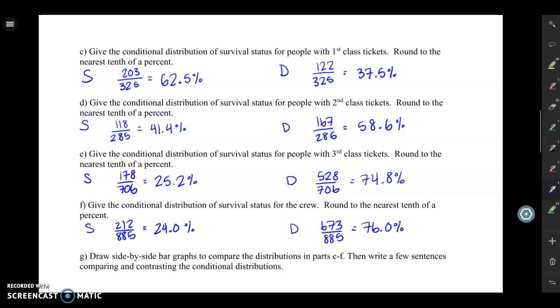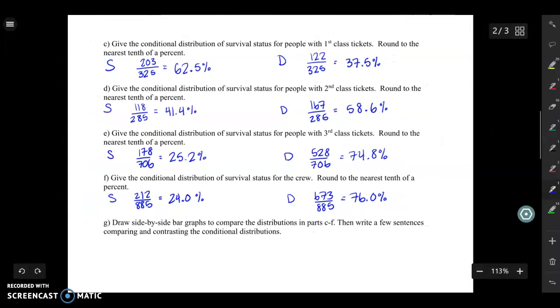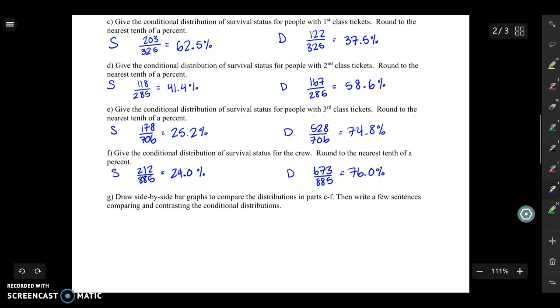But what we're going to focus on right now, instead of looking at the factors of why these percents are the way they are, is we are going to create a side-by-side bar graph to compare the distributions that we just created. Then we're going to look for some similarities and differences within the data.